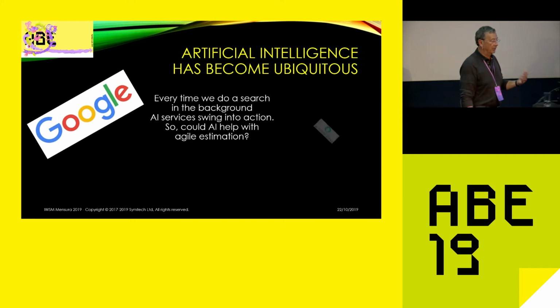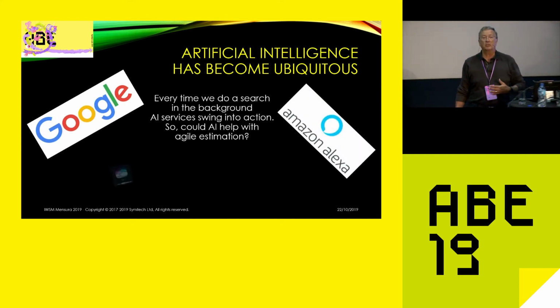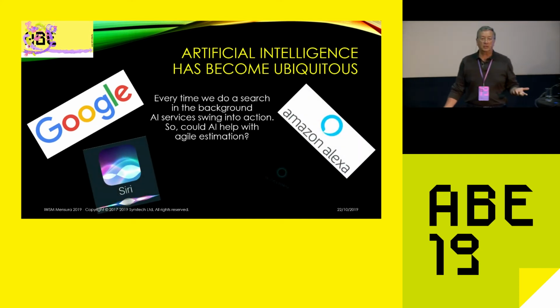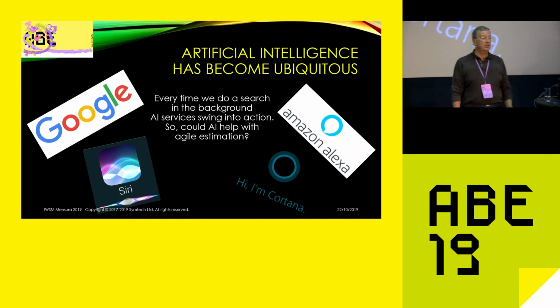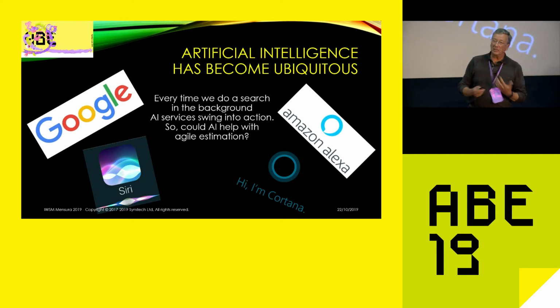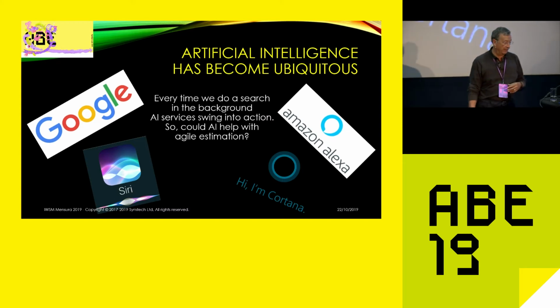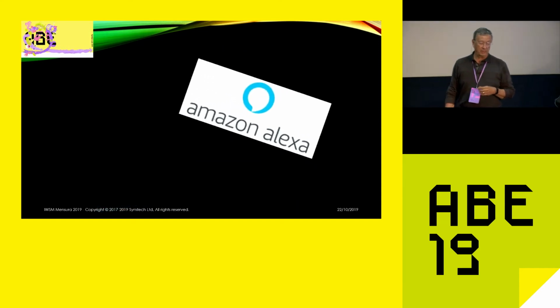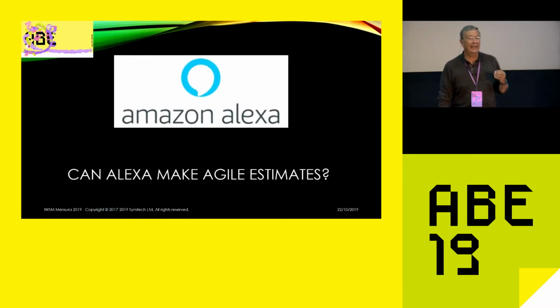Artificial intelligence has become ubiquitous. We only have to do a search, and any one of these engines will make huge use of AI services. And I was thinking, how can they help me in my standard job of requirements development? In other words, what I wanted to ask was, can Alexa make agile estimates? That's what I'm going to try and show.